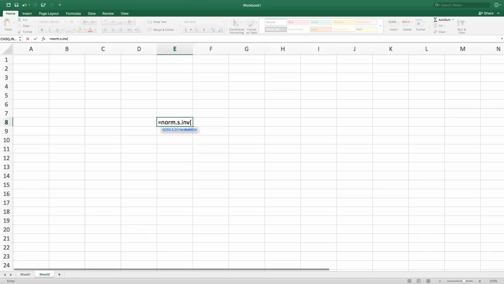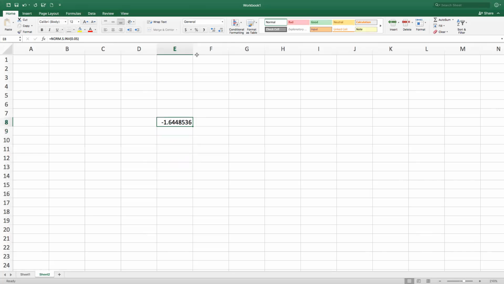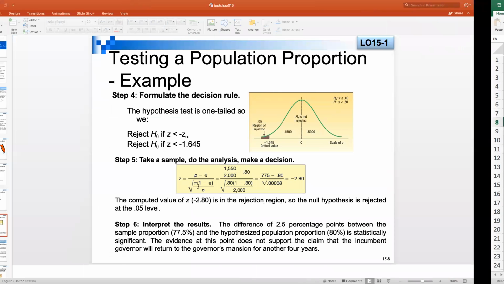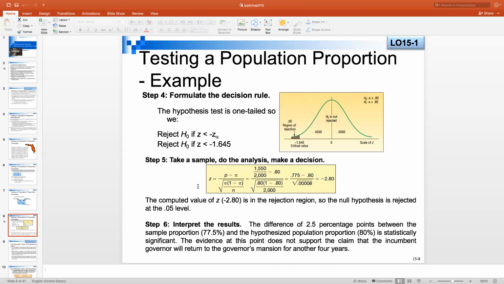What's the probability? 0.05. Okay, are we splitting it in half? No, because it's a one-tailed test. There it is. All right. So our answer here is negative 1.645 if we go to 3 decimals. Okay, 1.645. And so that gives us the critical Z that we need, of course, negative 1.645.